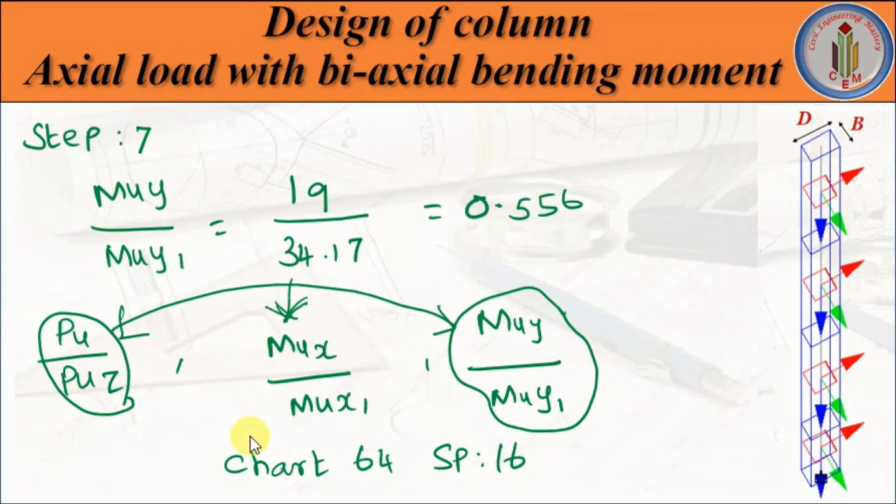So the permissible value we are finding out from this chart should always be more than the value we have calculated. If it satisfies that condition, then the percentage we have assumed is correct, and we can go for the reinforcement details. Otherwise, if it does not satisfy, then we have to re-assume the percentage and redo the calculation again.